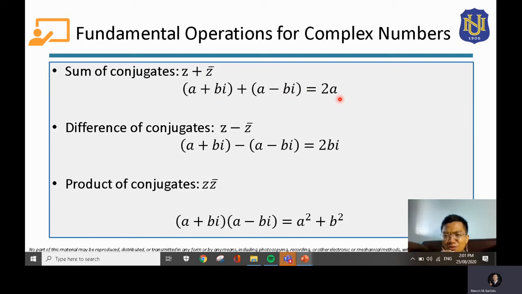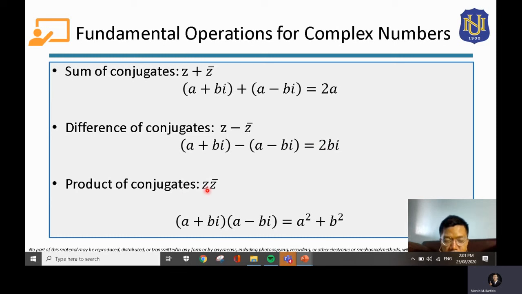So you don't actually have to memorize this, since it's obvious that when you perform that operation, it will give you 2a. Same here with difference of conjugates, that will be z minus z bar. So a plus bi minus a minus bi. If you apply the operation for this, a and minus a will just be cancelled, right? So what will remain here will be bi minus negative bi, that will be 2bi. So that will be the difference of conjugates.